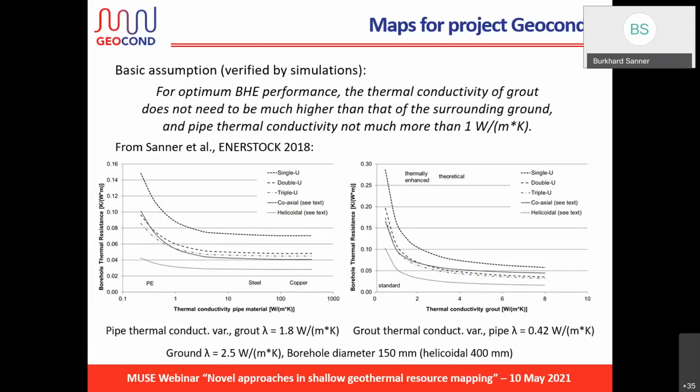So these are maps or graphs here from the Enerstock conference. And I'm waiting now.